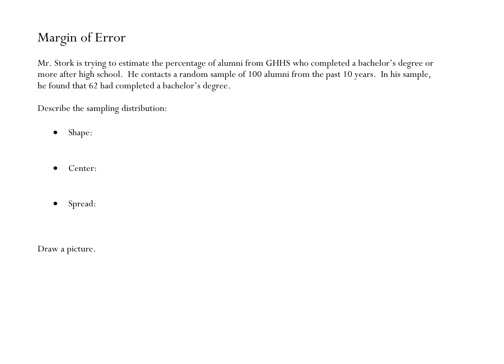As I read through this, Mr. Stork is trying to estimate the percentage of Grandview students who completed a bachelor's degree or more after high school. He contacts 100 alumni from the past 10 years and has simply found that 62 had completed their bachelor's degree. Okay? So, are you guys with me? Let's go right through that. We know that n is equal to 100.